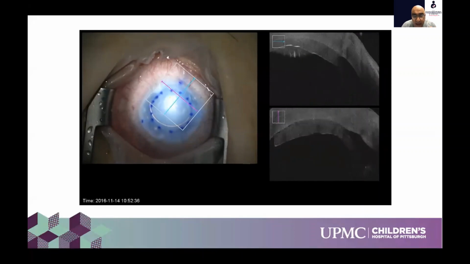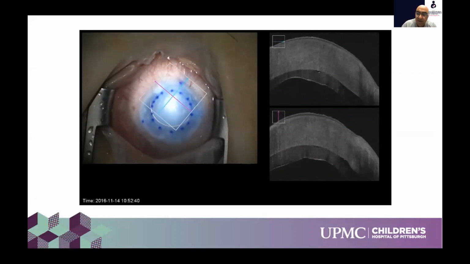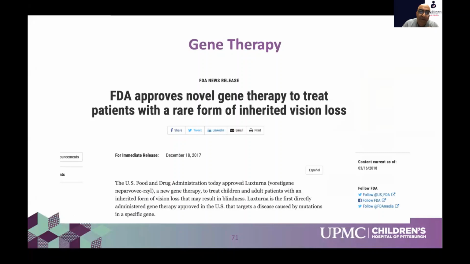This child had perception of light vision. He was 6 years old. 6 weeks later, his cornea is crystal clear. The graft is still intact 3 years down the line, and he has 20/100 vision. You absolutely change what this child's life is going to be like.